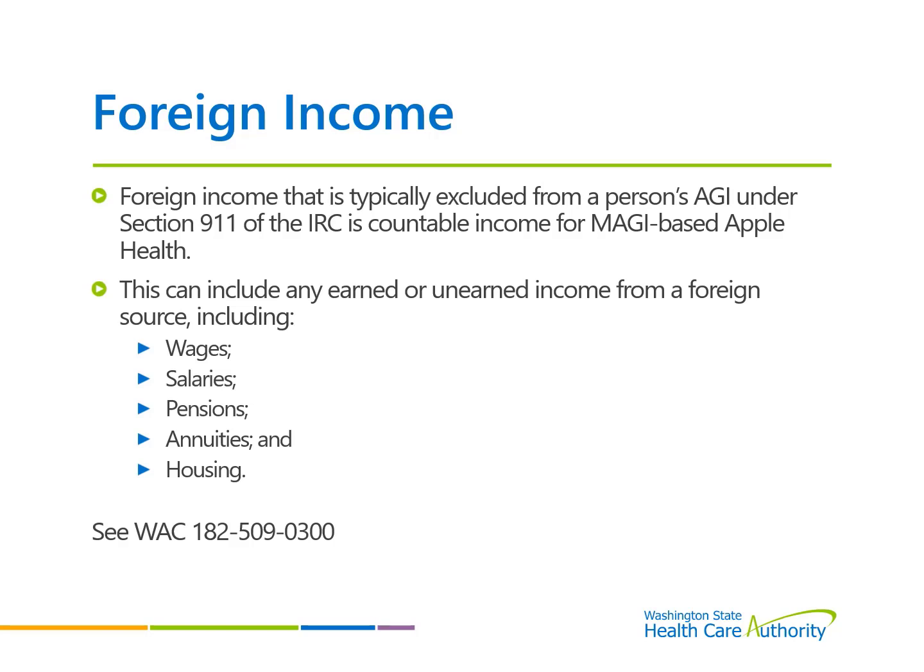Some common examples of foreign income include a Canadian pension, earned income from a Chinese company, dividends from Macau shares, or rental income from a property in a foreign country. Note that all money received is converted into US dollars at the current exchange rates. For more information, see WAC 182-509-0300.